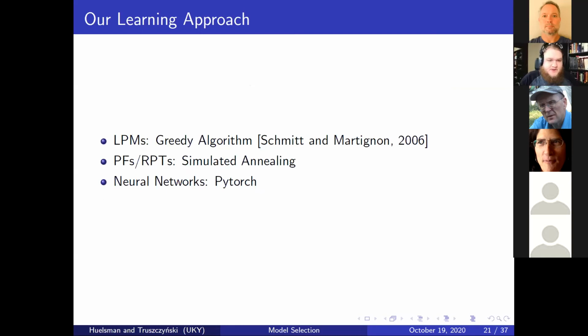Okay, so when we talk about how we learn things, for LPMs, we used a greedy algorithm from the literature. For preference formulas and ranked preference theories, we used a simulated annealing approach that we developed, basically the way that preference formulas and ranked preference theories can be applied to, or simulated annealing can be applied to learning those. And then finally, for neural networks, we basically just set up simple linear feed forward networks in PyTorch. Nothing super complicated, if I'm being honest.